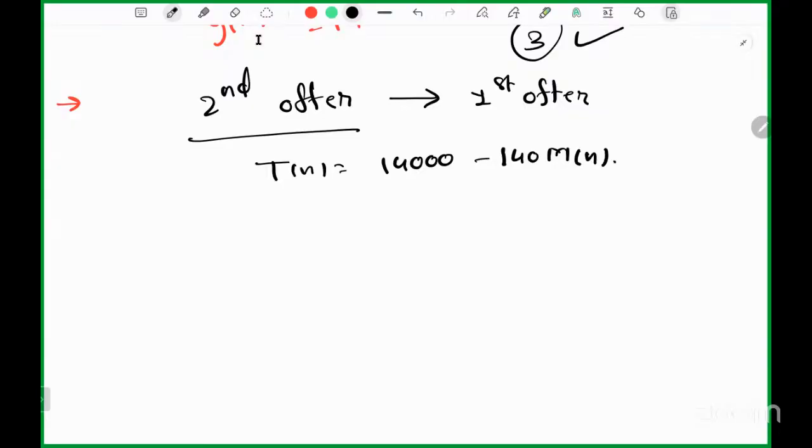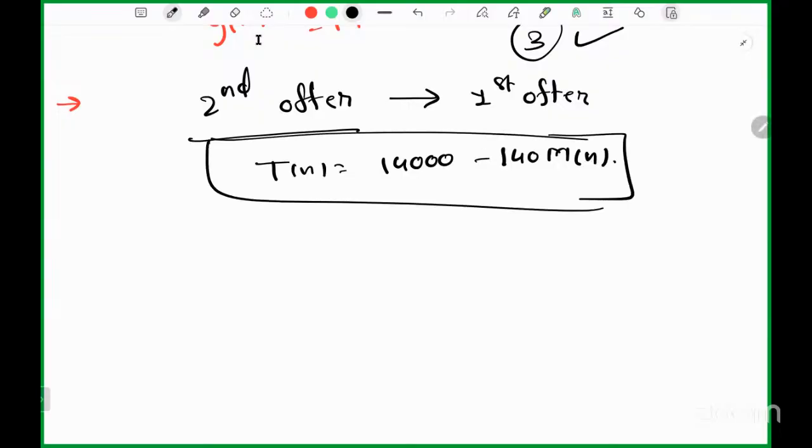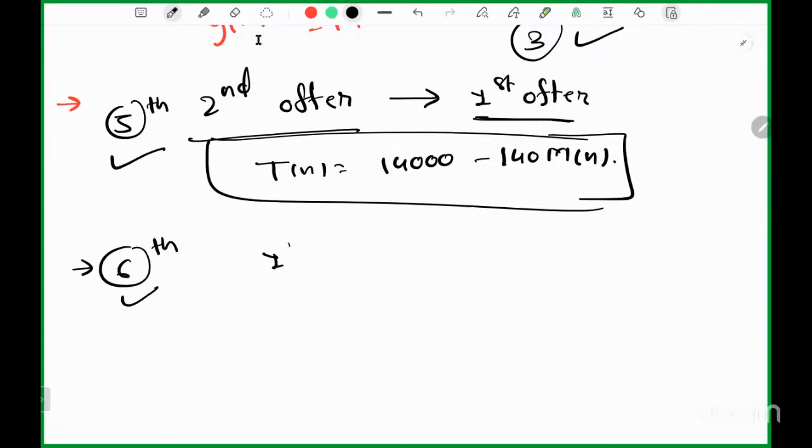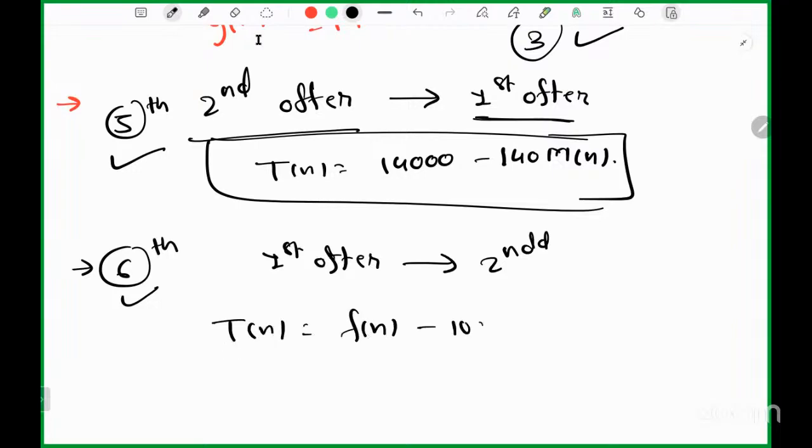Because the order is different. If you apply the first offer and then the second offer, then the fifth option is incorrect? No, the fifth option is correct. That's what we have computed: first offer applied after the second offer, then your T of n will become this. So the fifth is correct, and the sixth is also correct. If you apply the first offer first and then the second offer, your T of n simply becomes whatever Fn you get minus 1000.